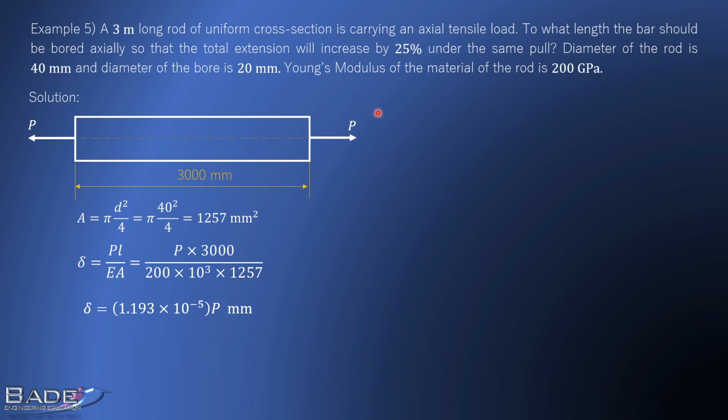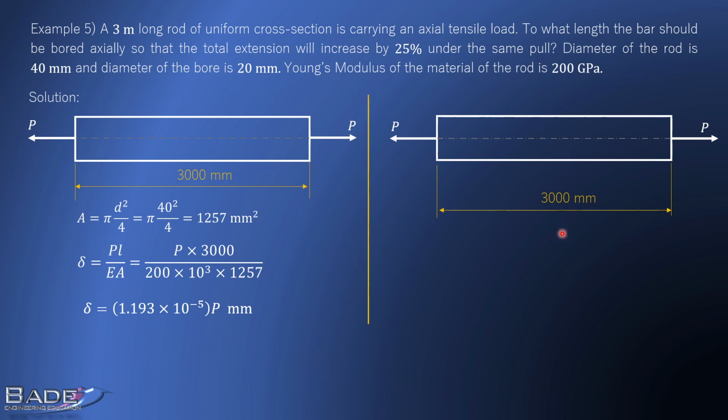Now the magnitude of this pull force is the same, but now a hole is drilled. So this is the original bar and the hole is drilled up to distance x. Same pull, and the bar is bored up to distance x. So this x is to be found out. But to find this value of x, what is the condition? Total extension increases by 25%.